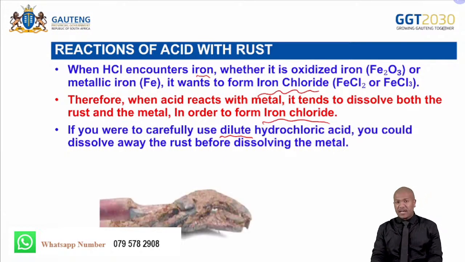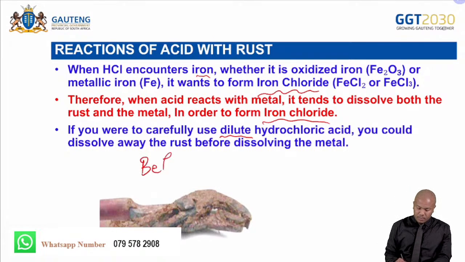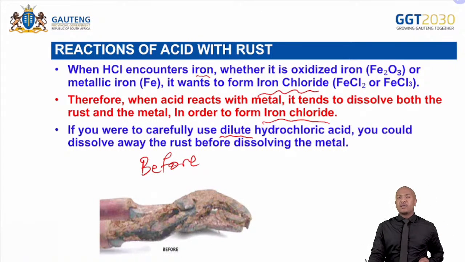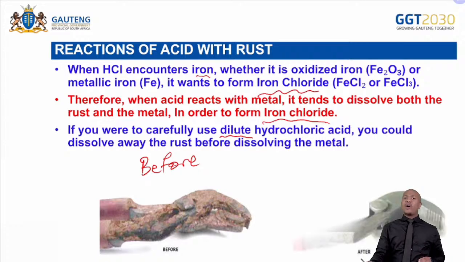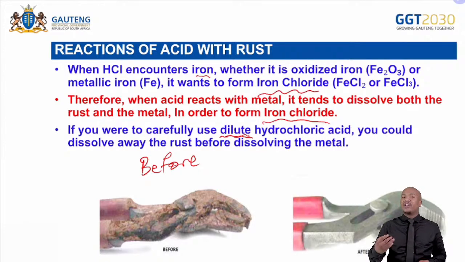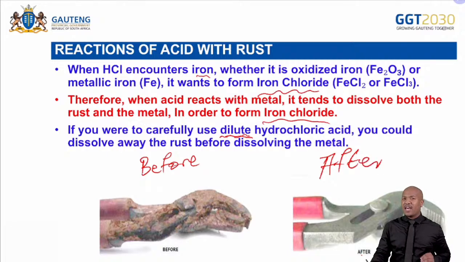Here's an example. Let's look at these pliers. This is before. Looking at these pliers, it has rusted. It has reacted with oxygen, and it has formed iron oxide, which is Fe2O3 in this case, which is rust. But when you carefully use dilute hydrochloric acid, it can clean off the rust. It can dissolve the rust and go back to this form and become new again.